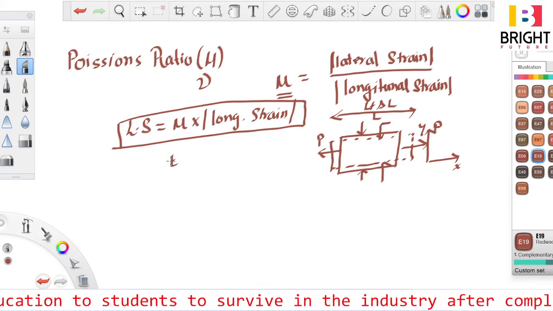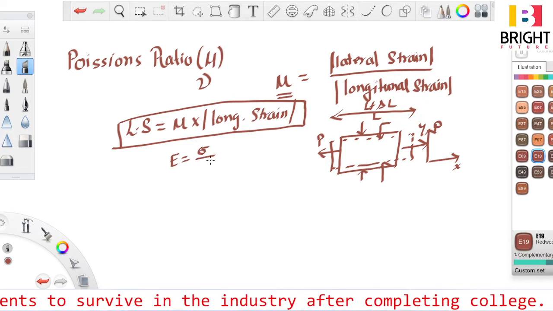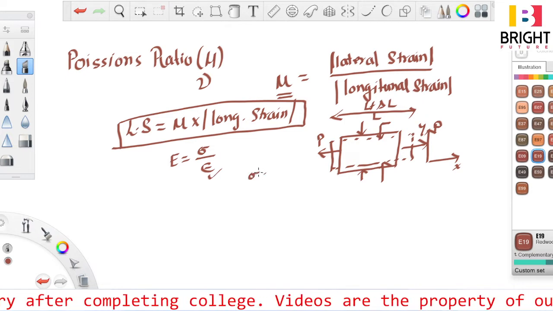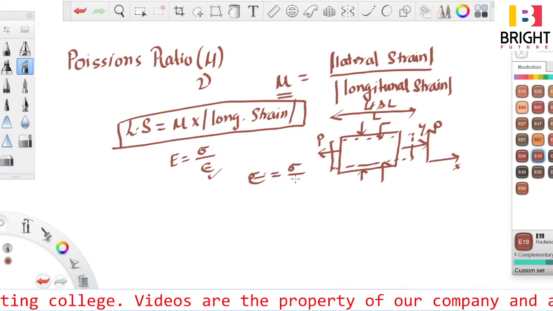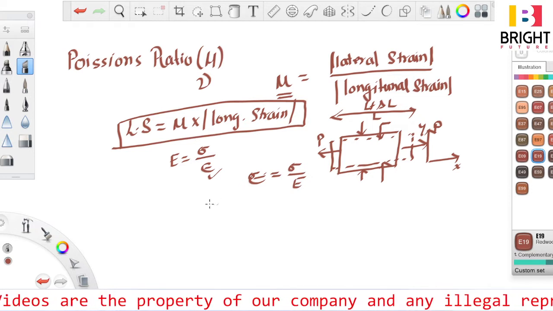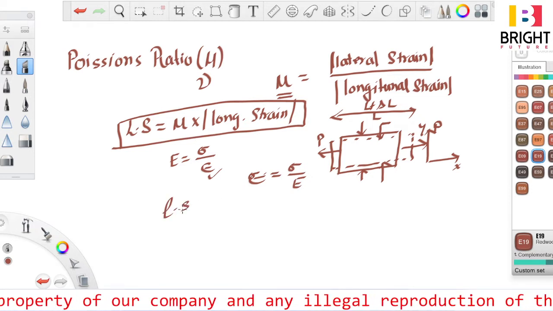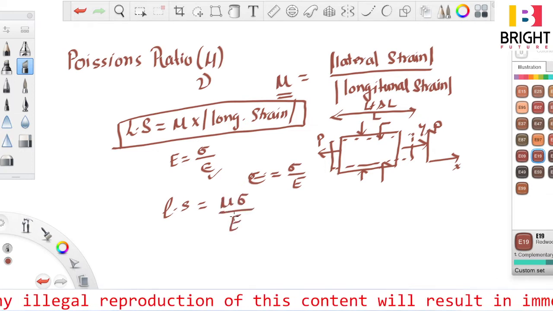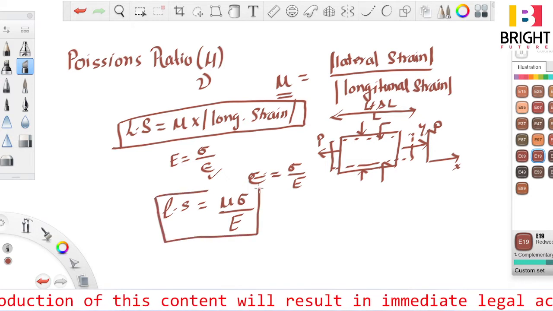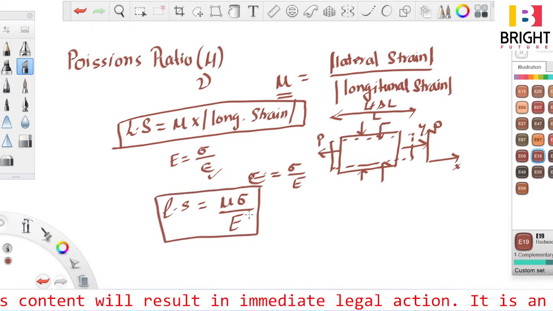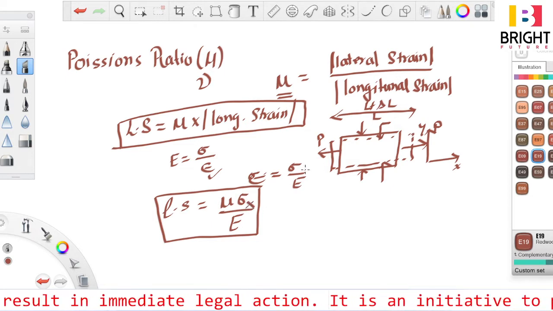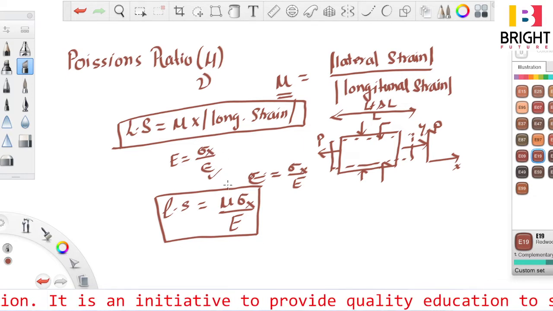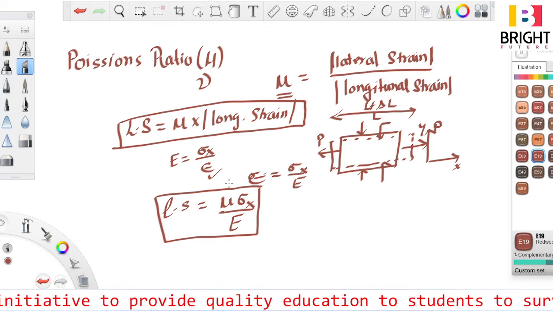Now we know that E is equal to stress by strain. Now what will be the strain? Strain will be equal to stress divided by E, right? So what will be longitudinal strain? Longitudinal strain will be sigma by E, and lateral strain will be mu into sigma by E. We will use this particular formula too much, almost everywhere. Here we will call it sigma x because load is applied in x direction, and this is in this direction, right?